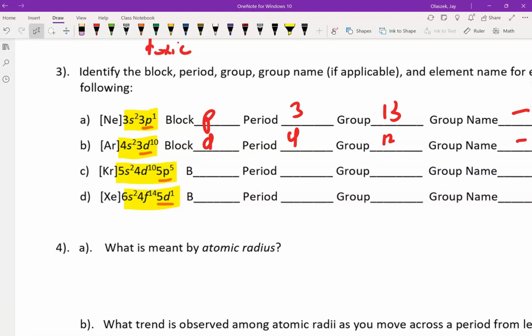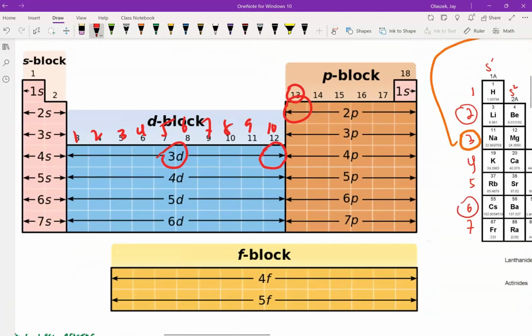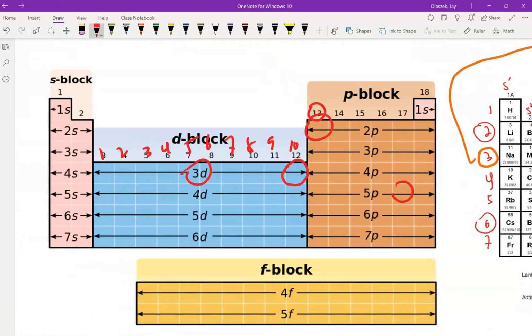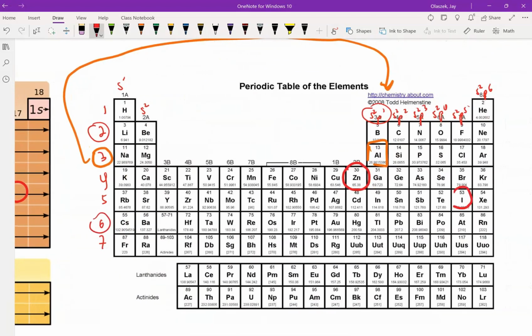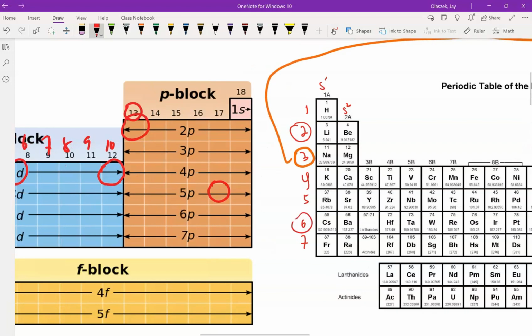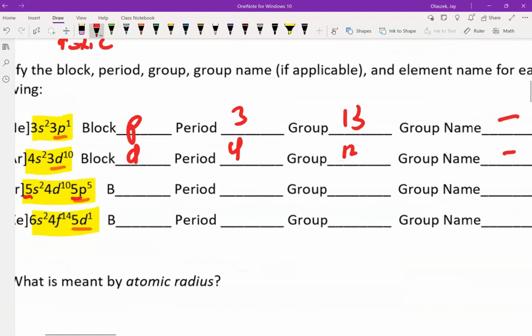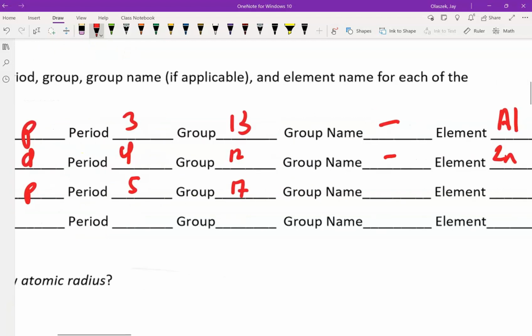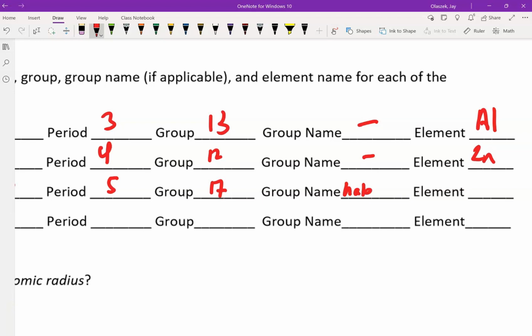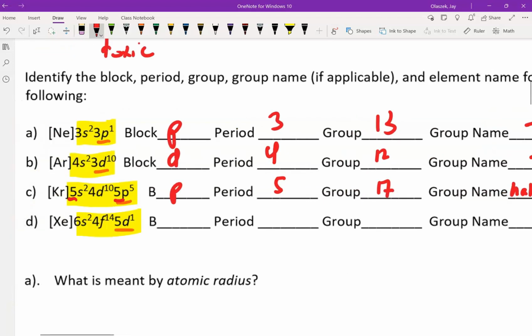Here's one that ends p5, and it's in row 5, krypton 5s2 4d10 5p5. Ending 5p5 would put it right there. That's this guy, 5p5. That's our buddy iodine. So we're going to say that it is in block P, period 5, group 17, because it's, of course, in the halogens, and it is iodine.